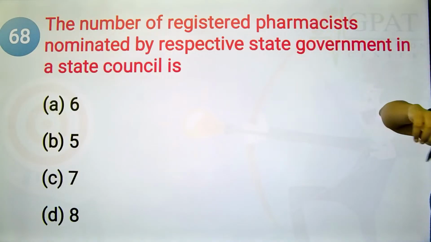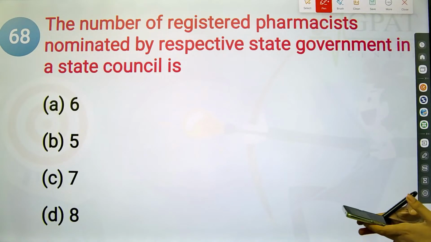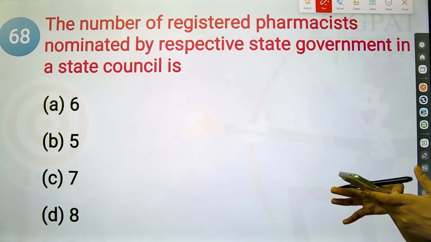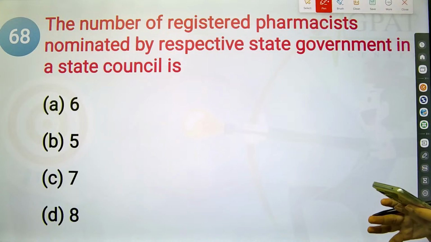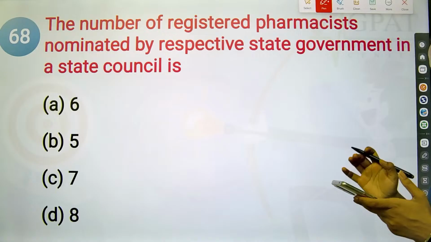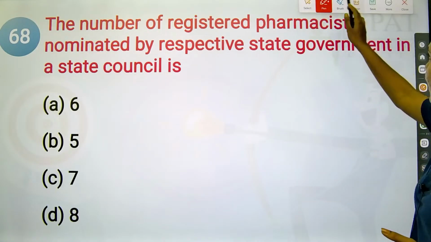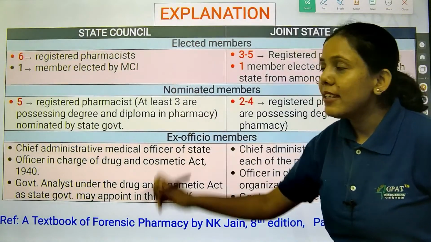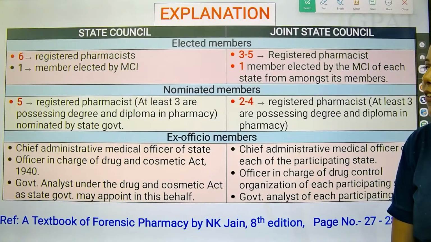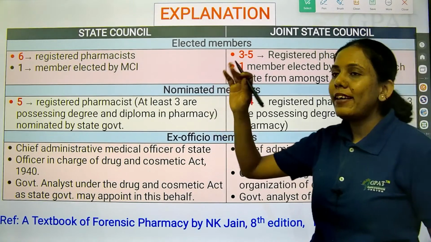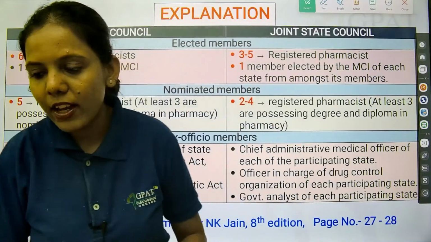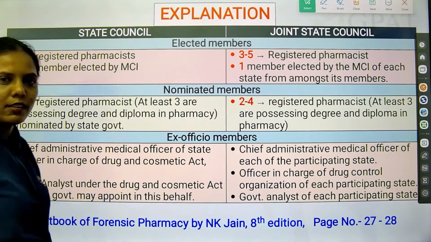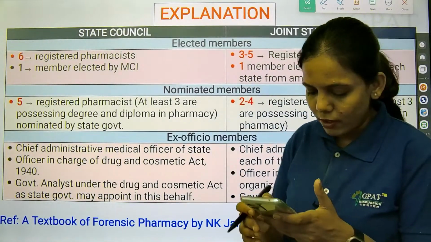The number of registered pharmacists nominated by the respective state government in a state council is how much? So basically 6, 5, 7, 8. Again a straightforward one, that is option B. 5 are there. So you can see the distribution. 6 registered pharmacists are elected and 1 member elected by MCA. Nominated 5 are there, elected 6 are there. Then comes ex officio, here also 3, here also 3. Mostly it is 3 only, with some exceptions.